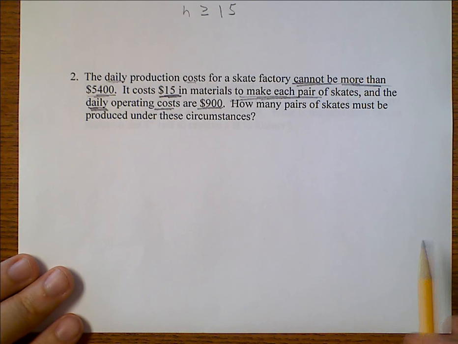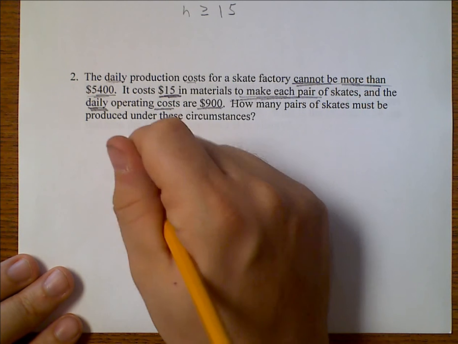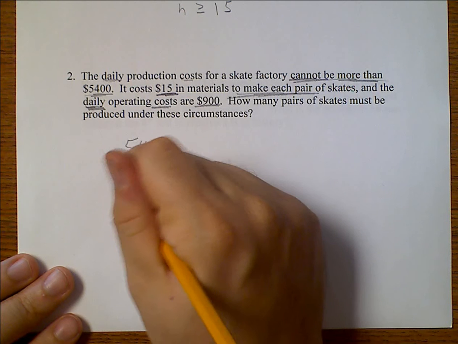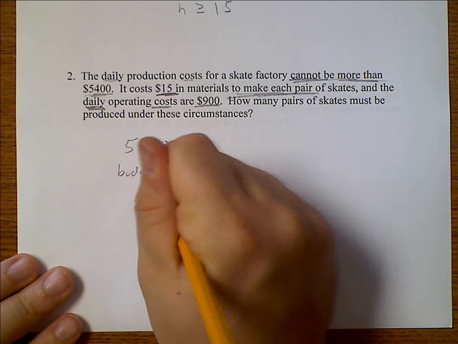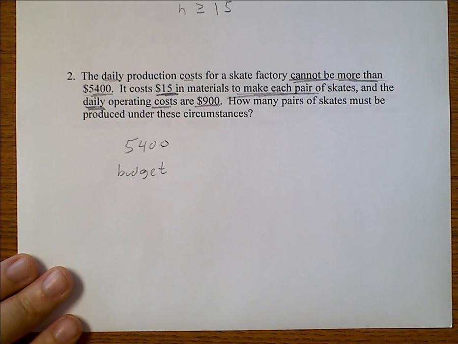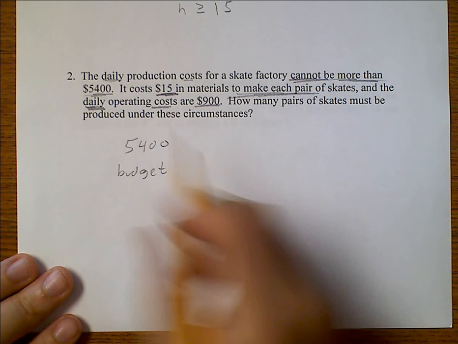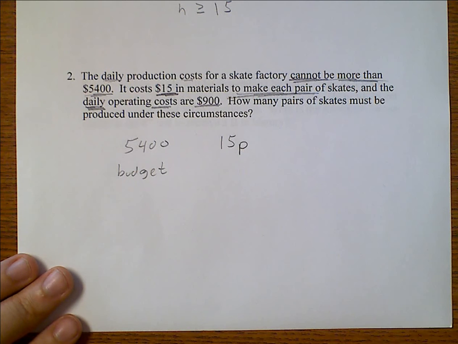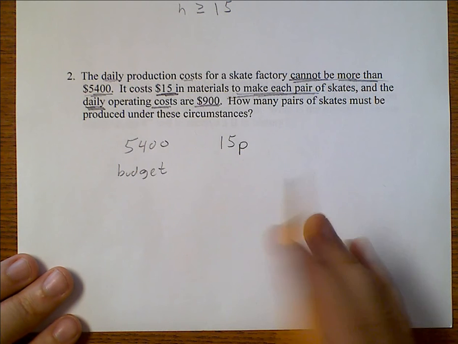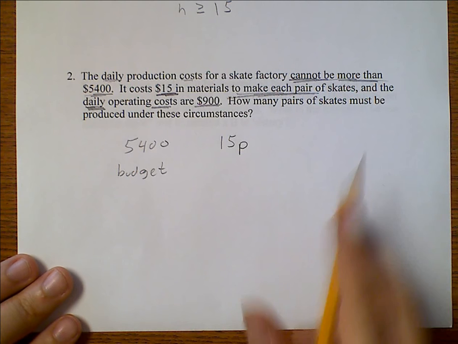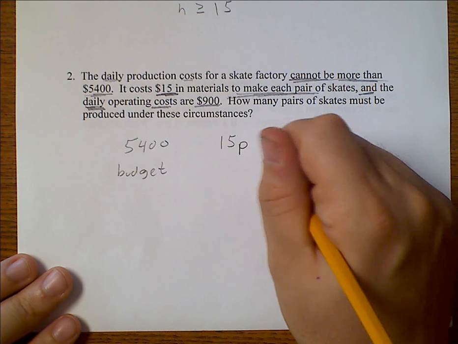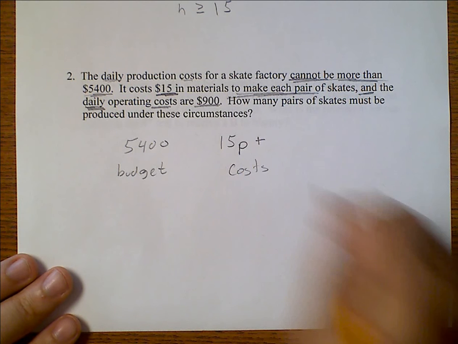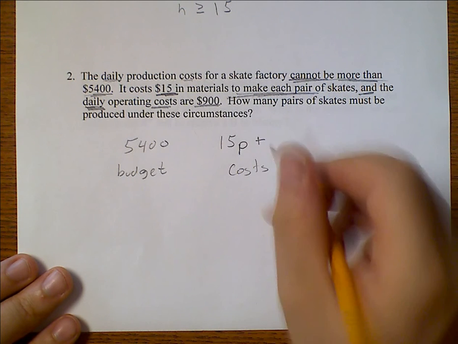Let's go ahead and put these together. Well, I get the 5,400, and that's my budget. And then to make my skates, it's $15 for each pair of skates. So 15p for pairs of skates. And that means I'm going to have to add to my costs. This is where I'm calculating costs. Daily operating costs are $900.